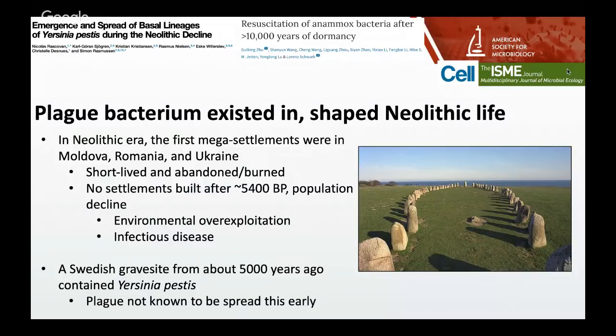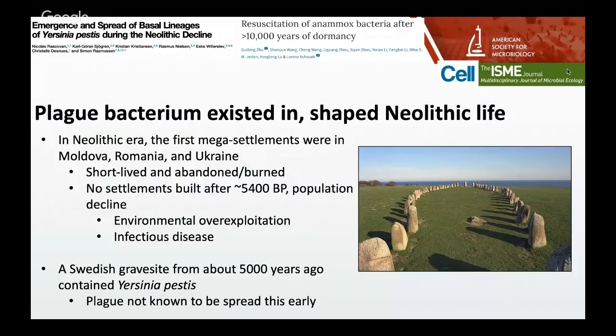So I'm showing you here a picture of some stone, I don't even know, settlements or stone figures from Sweden. I wanted to find something from the Neolithic era of Sweden because the research here focuses on a Swedish grave site from about 5,000 years ago. Looking at the genomic information that people were able to recover from some of the samples there, scientists discovered that there was bacterial sequence similar to Yersinia pestis.